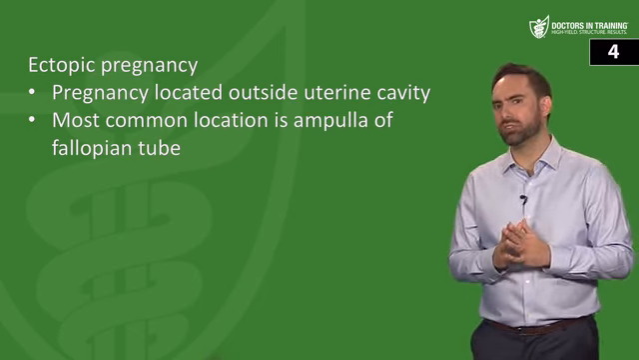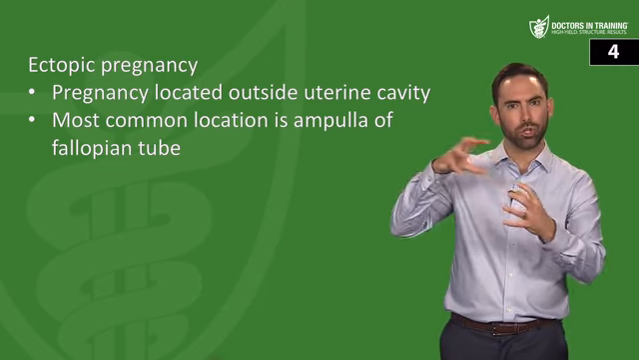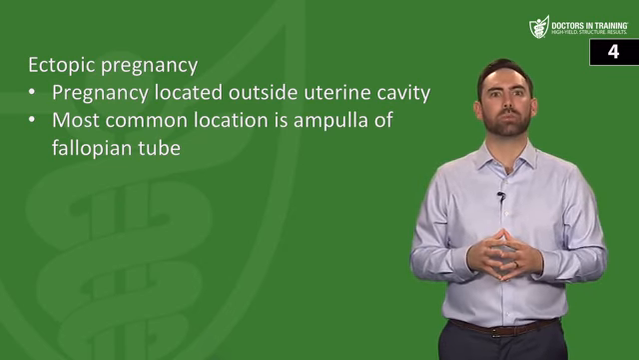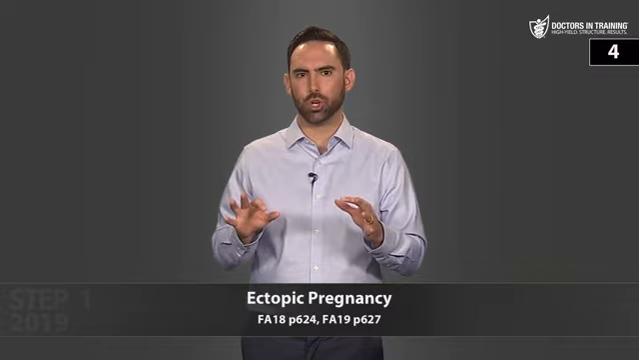We worry most about the ones in the fallopian tubes though, because if the pregnancy grows large enough, it can cause the tube to rupture, leading to intra-abdominal hemorrhage and possibly even death. What are the risk factors for ectopic pregnancy? Well, we said that the majority of these occur in the fallopian tube, so most of your risk factors are going to be things that affect normal transport through the tubes.